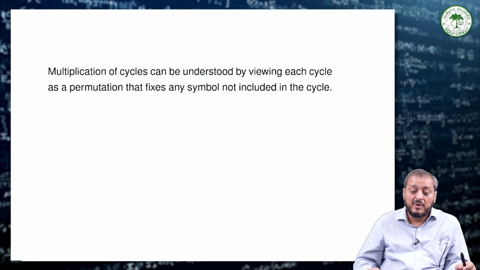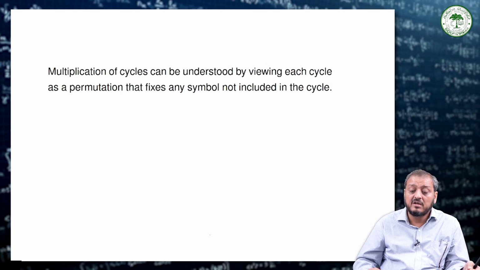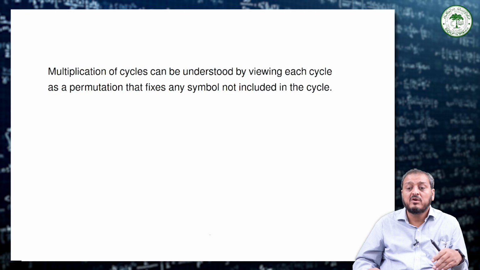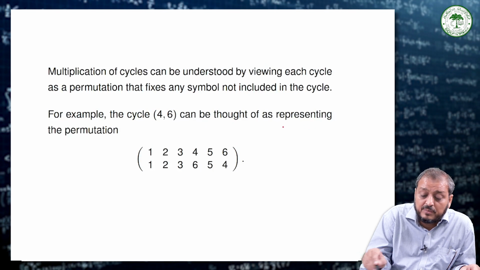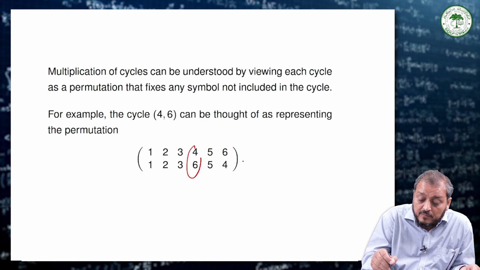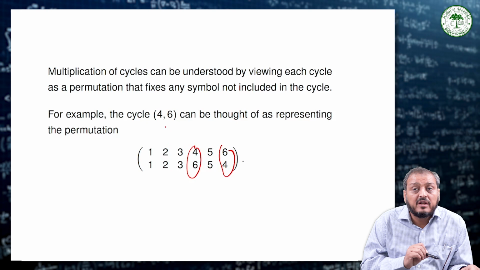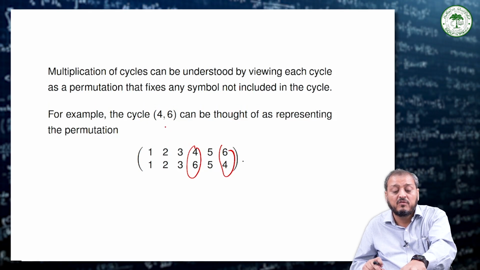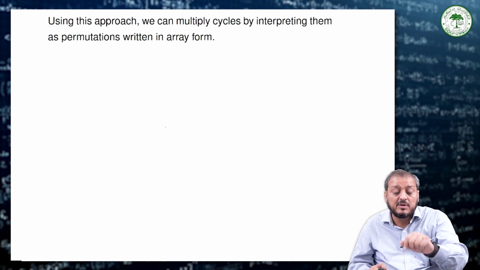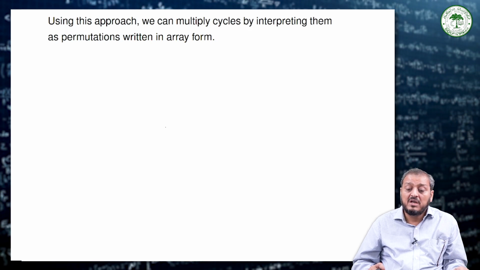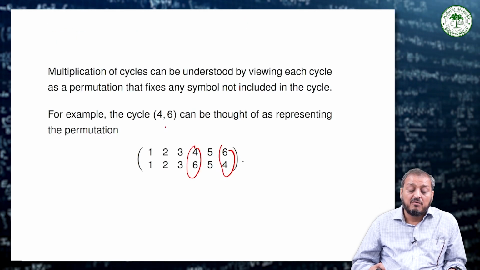Since both of these notations clearly describe the function phi, we can simply define it in this form. Multiplication of cycles can be understood by viewing each cycle as a permutation that fixes any symbol not included in the cycle. For example, 4 6 can be represented as a permutation, and the rest are fixed: 1 goes to 1, 2 goes to 2, 3 goes to 3. In cyclic notation we represent only the cycle 4 6, and using this approach we can multiply cycles by interpreting them as permutations written in array form.